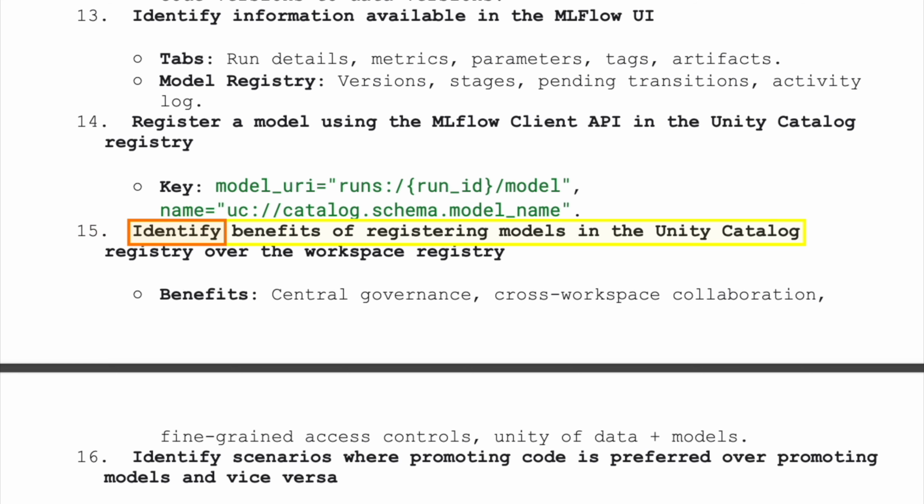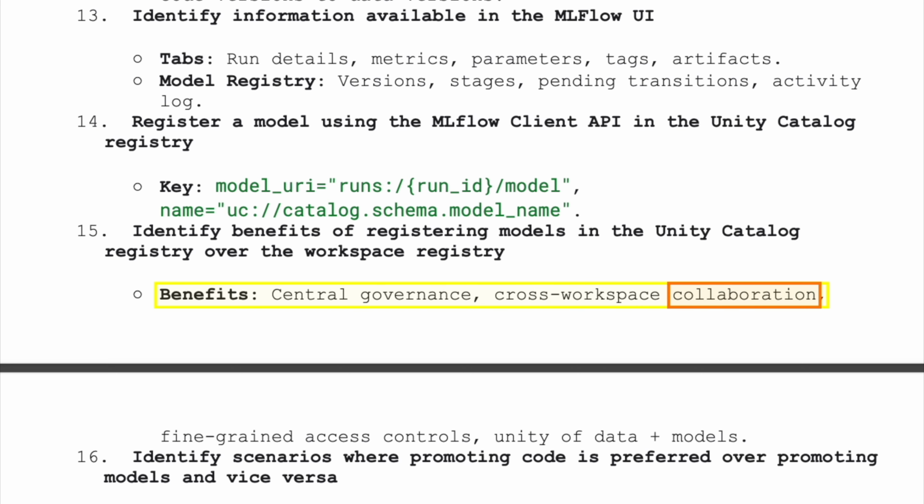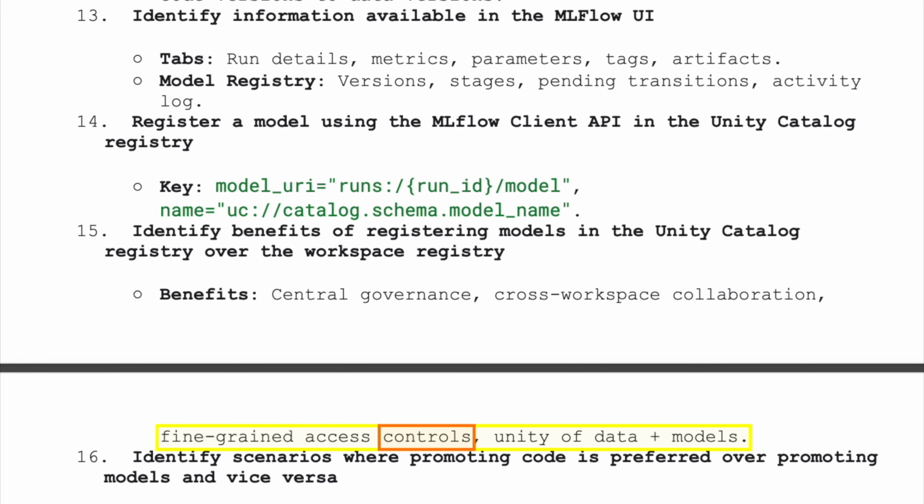15. Identify benefits of registering models in the Unity Catalog registry over the Workspace registry. Benefits: central governance, cross-workspace collaboration, fine-grained access controls, unity of data plus models.